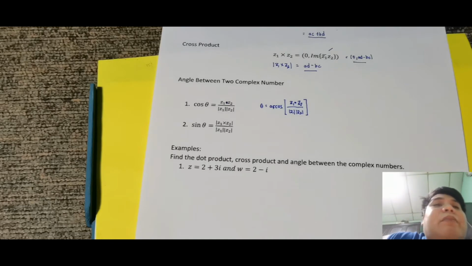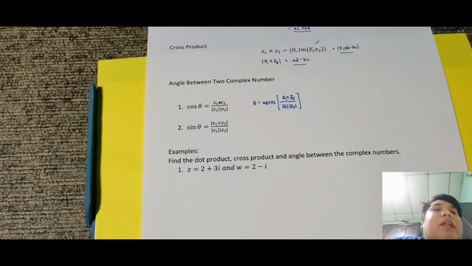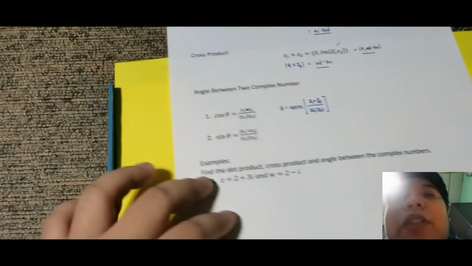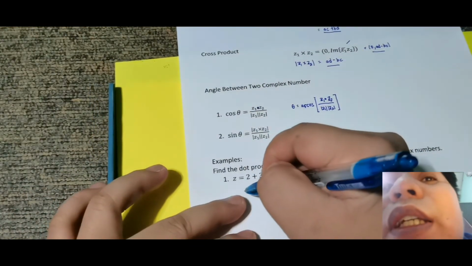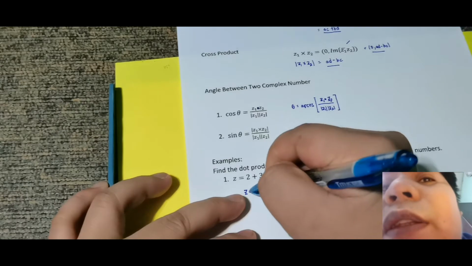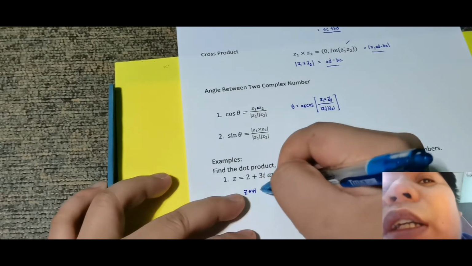Example. So find the dot product, cross product, and angle between the complex number of the following. So for number 1, Z is equal to 2 plus 3i and W is equal to 2 minus i. Okay? So syempre una, kailangan natin makuha yung kanyang dot product. Okay, so for dot product, dito na lang. That is Z dot W.